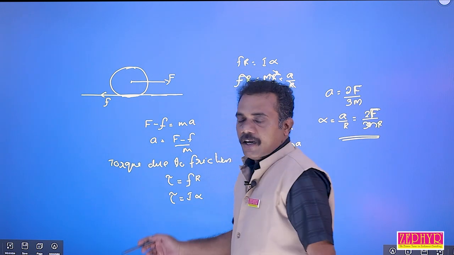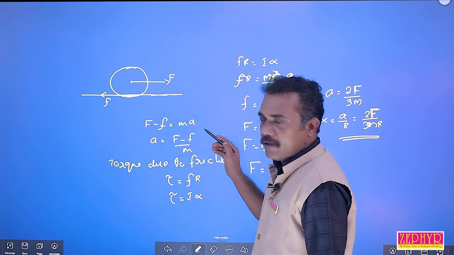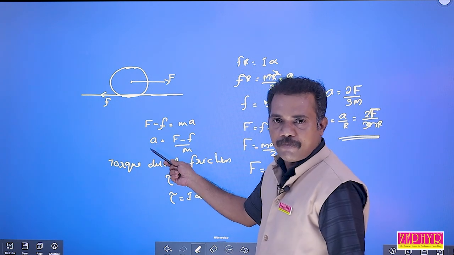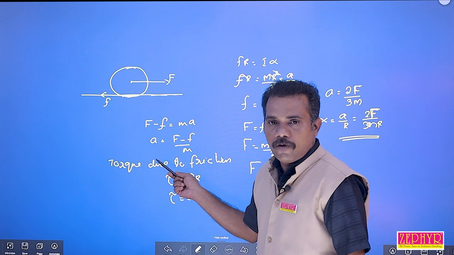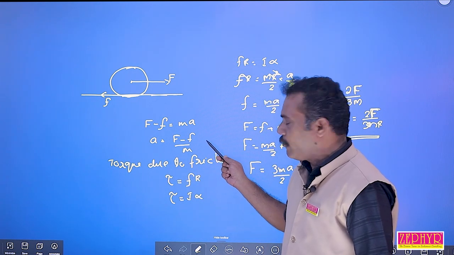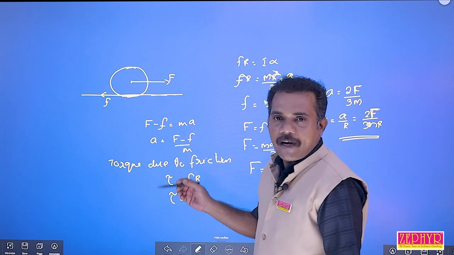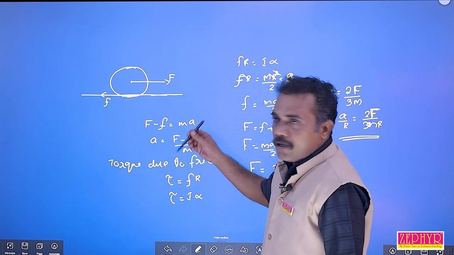We know that the net force, the resultant force, equals ma. These two forces are in opposite directions, so the net force is F minus f equals ma. On solving, a equals F minus f by small m. We want to find the angular acceleration alpha.